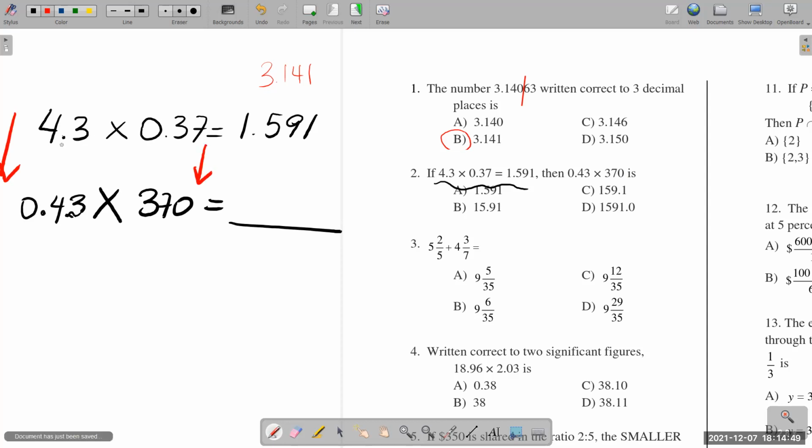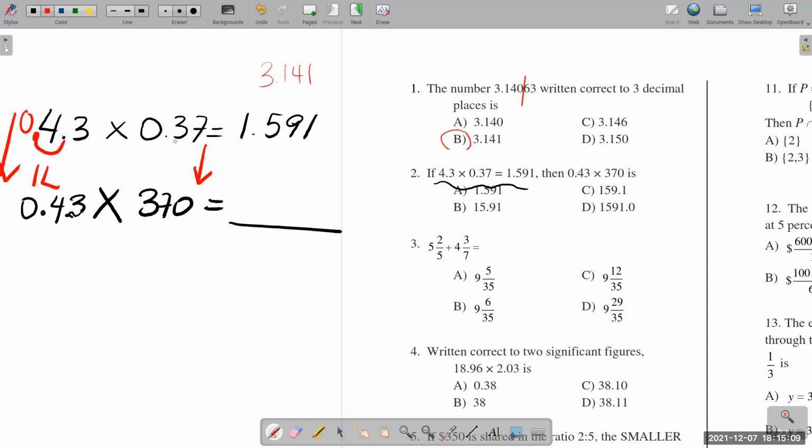So if you look at the point, where would I have to jump to make it 0.43? To the left or to the right? If I move it to the right, it's going to become 43. So where would I move it? To the left, right? So if I move it to the left, the number is going to become 0.43. So that's one left jump.